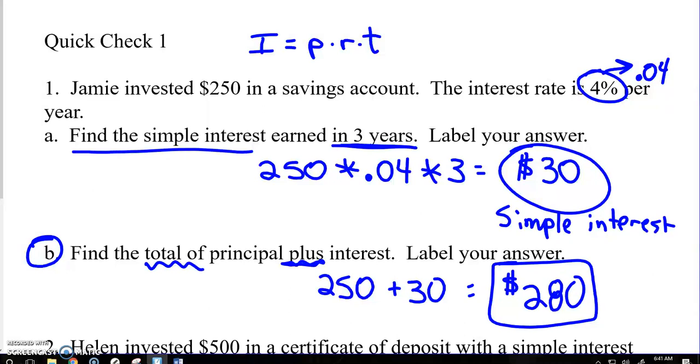So using the formula, make sure you read the problem, find out what parts they need. Simple interest, again, pretty simple. It's only interest paid on the principal put in the bank.